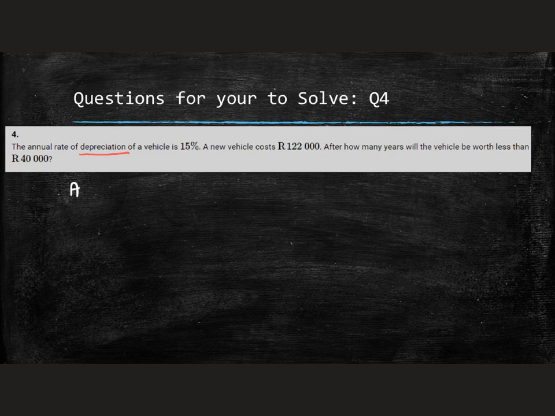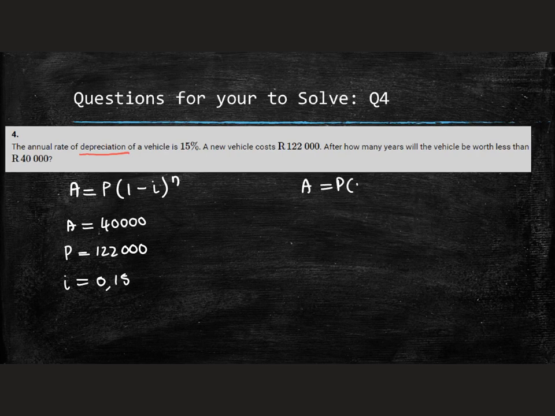We know that we're dealing with depreciation, and we're dealing with compound depreciation, so we're dealing with this formula, the negative inside the bracket. We know that our accumulated amount must be less than 40,000, so let's make 40,000 what we want to aim at. We know we started with 122,000, and we know that our interest rate was 15%. For us to solve for n in this equation, where A equals P times (1 minus i) to the n, let's put in the values. 40,000 came from 122,000, and the interest rate was 0.15, to the power of n.